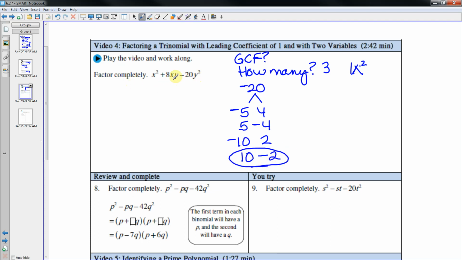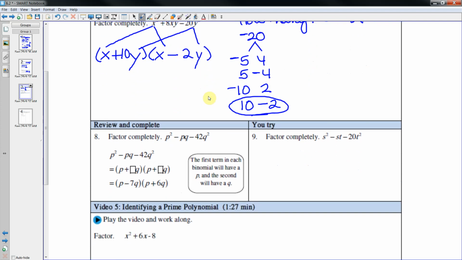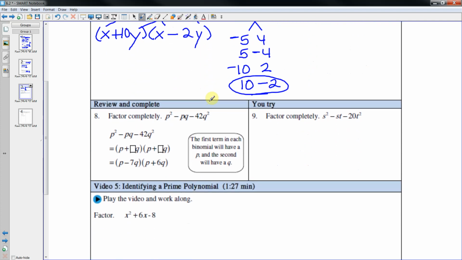So here's how you do these ones that have the 2 variables that you couldn't take a GCF out of. Remember, we're making 2 binomial parentheses. And my x squared always gets split up into x times x. Well, this time, since I have a y squared at the end, we're going to put a y at the end of each parentheses. And then my number combination just goes in front of that y. So plus 10y minus 2y. And if we FOIL that back, we'll end up with that 8xy in the middle.